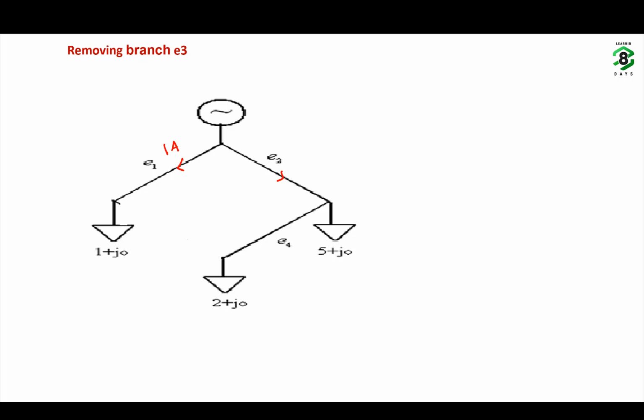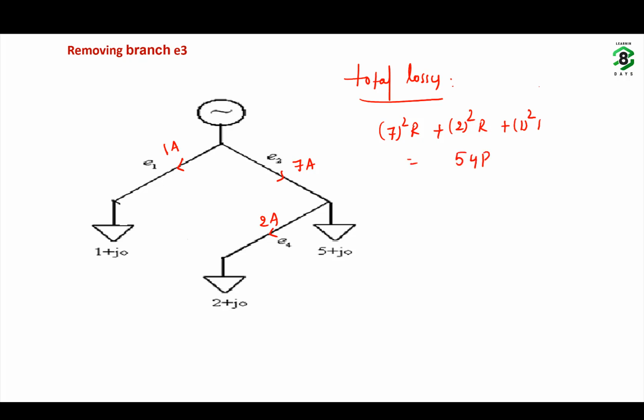If you remove branch E3, what should the currents be? They would be 7, 2 and 1. So the total losses will become 7 square R plus 2 square R plus 1 square R. The total value will become 54 R.